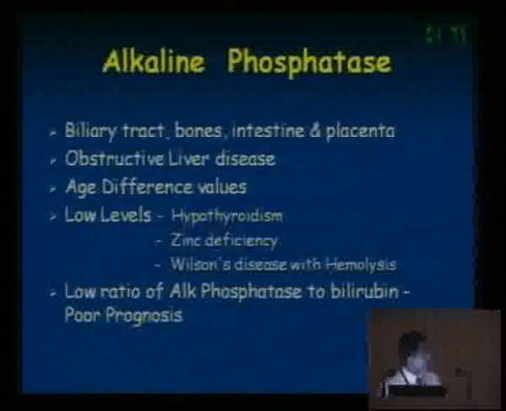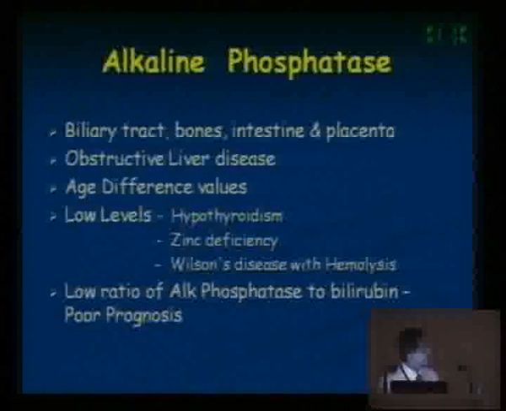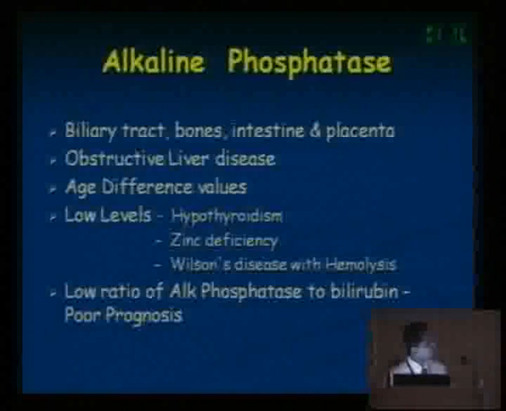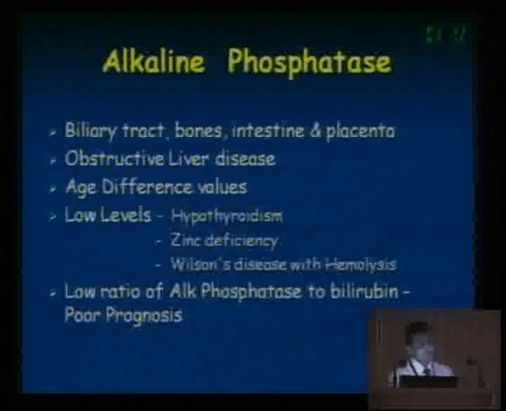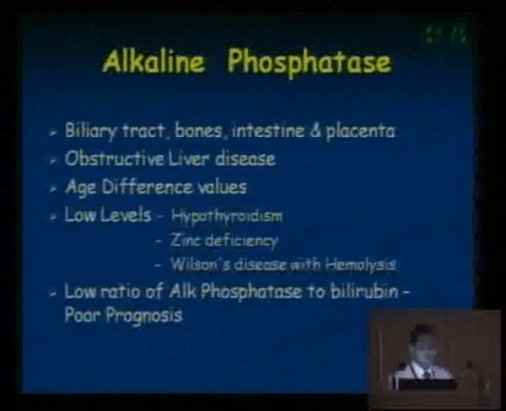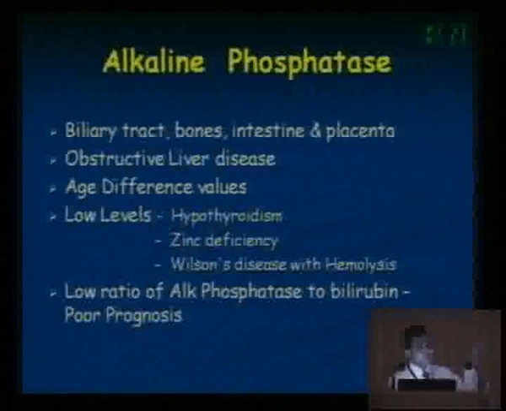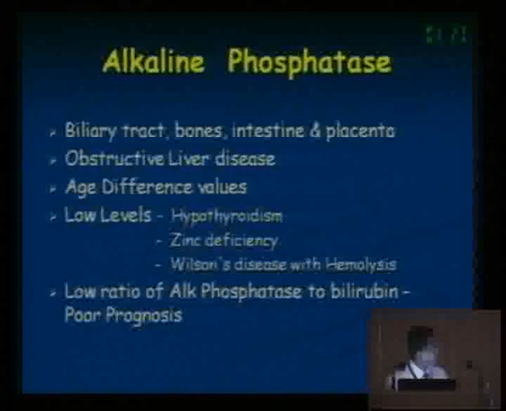Alkaline phosphatase. Primarily it's found in the biliary tract, bones, intestine and placenta. It tells you about obstructive liver disease. Age differences: in children, who are in the growing age group, you may see higher values even up to 600, and in old age again you see a high value. In between it's a normal range.